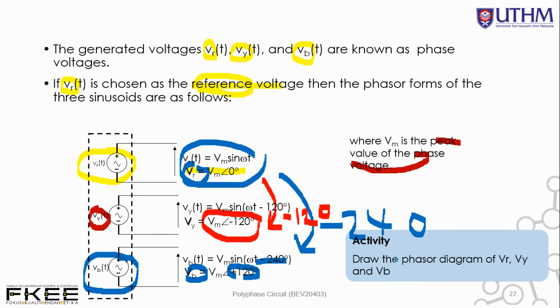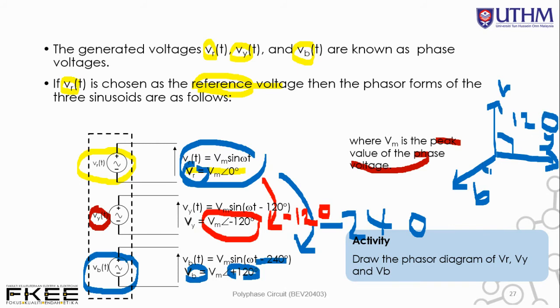So, activity: just complete it yourself. Draw the phasor diagram of VR, VY, and VB. Okay, so what makes these three different is the position of the phase. Okay, we have R, we have Y, as well as B. All right, so this is 120-degree apart. All right, so another 120-degree apart.